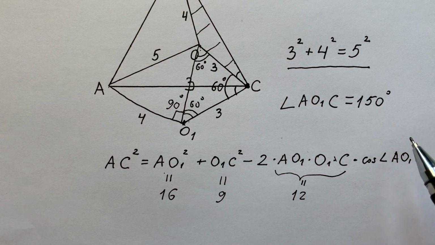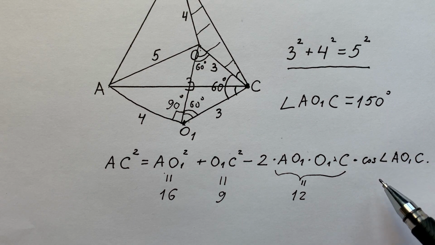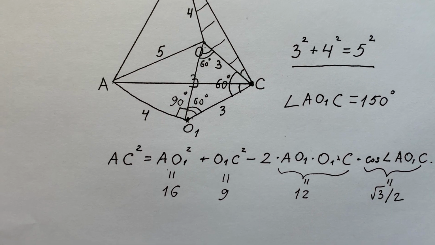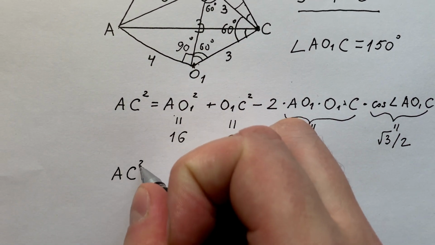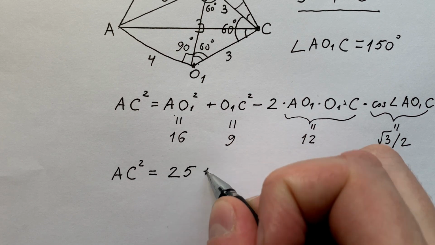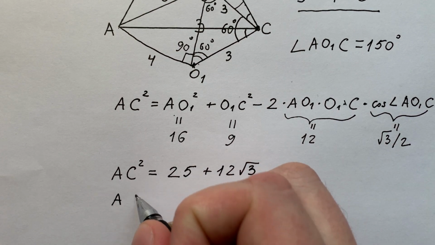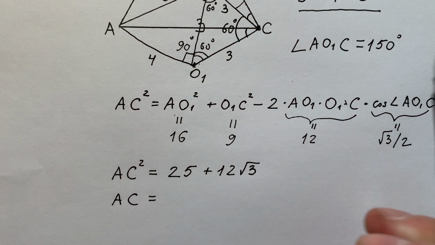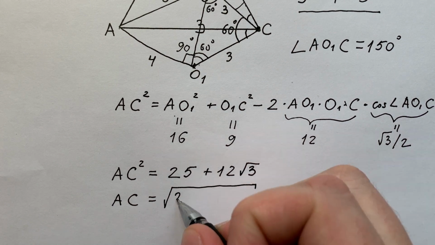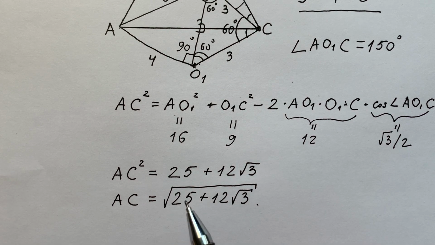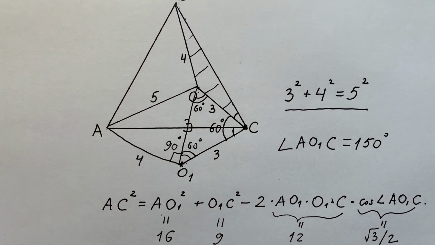And cosine of angle 150 degrees equals minus cosine 30 degrees, and it equals minus square root of 3 divided by 2. And there we get that AC squared equals 25 plus 12 times square root of 3. And of course, AC, the length of the equilateral triangle's side, equals square root of 25 plus 12 times square root of 3. Very creative, very smooth and very original way to solve this interesting geometrical problem.